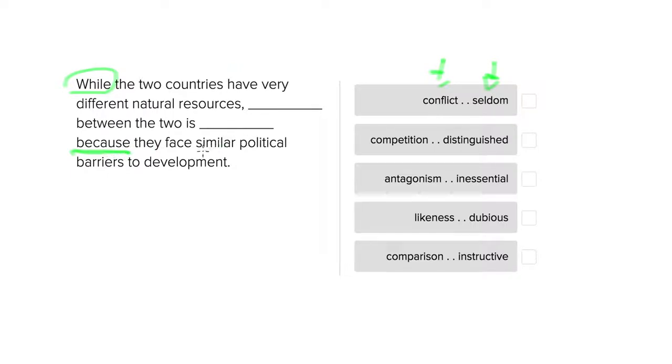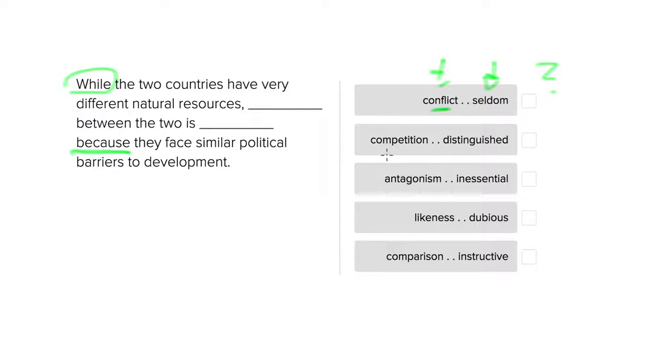However, because they face similar political barriers to development seems like a strange reason. We'd have to assume that only because they face similar problems, they are also acting in some sort of neutral way toward each other at the very least. So they're not in conflict only because they face similar problems. So this is an assumption. It could be, and let's see if it's the best answer, but we're assuming here.